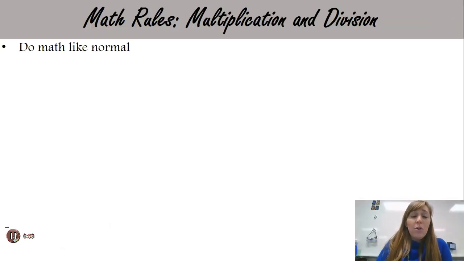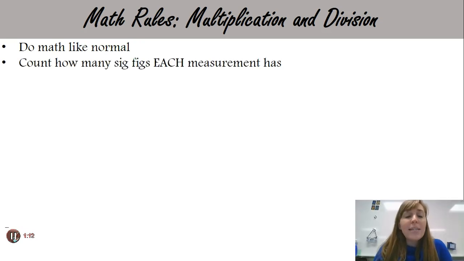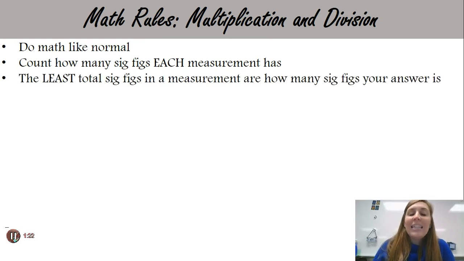Alright, so first rule in any kind of math and chemistry is do math like normal. Just straight up what you've learned since the beginning of math, how to multiply and divide, just do it as you know it. The second rule is actually a little bit easier, I think, than the addition and subtraction rule. So what you're going to do is count how many sig figs each measurement has that you used within the problem. The least total sig figs in a measurement is going to be how many sig figs your answer is going to have.